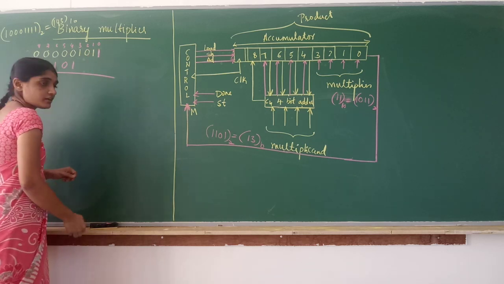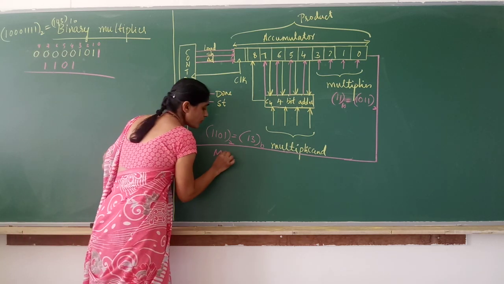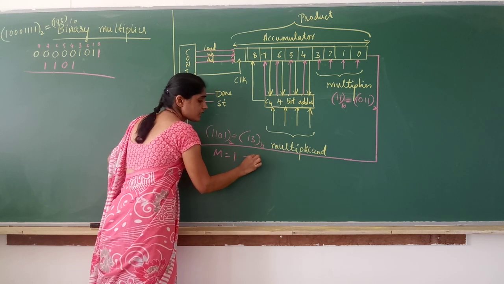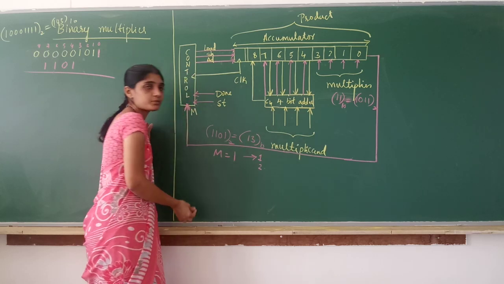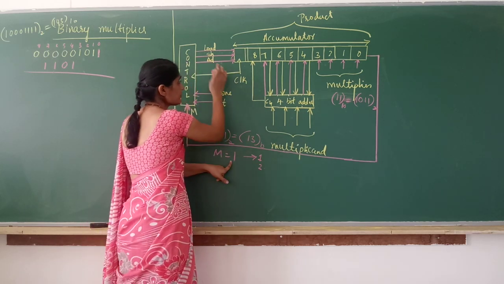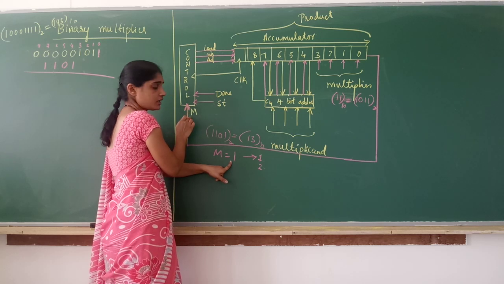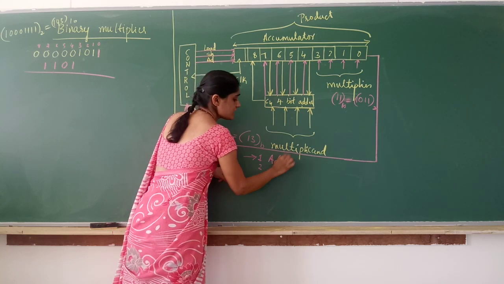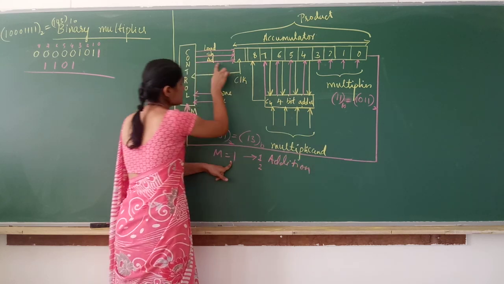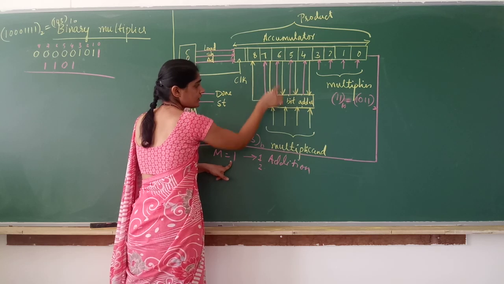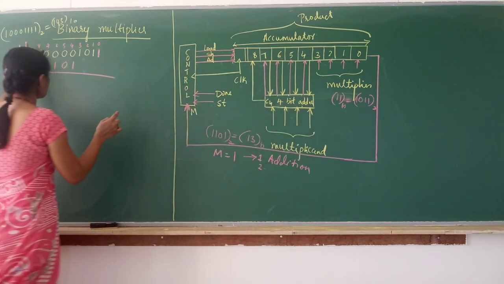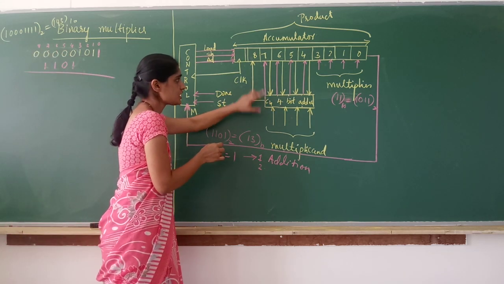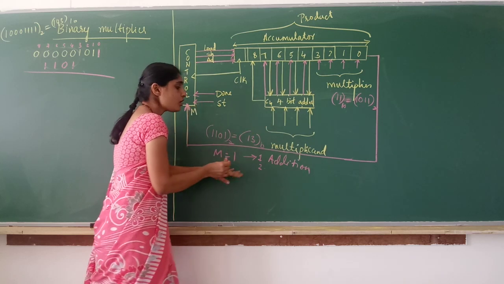This is m. Right? So if m is equal to 1, two operations will be performed. What are those? If m is equal to 1, the control unit will check m. If m is 1, first it will give out add. First add, addition is performed. What addition? Addition of the accumulator content with the multiplicand. These are the inputs for the adder now. Now when the add signal is out, the adder will perform addition of this and this, followed by shift.